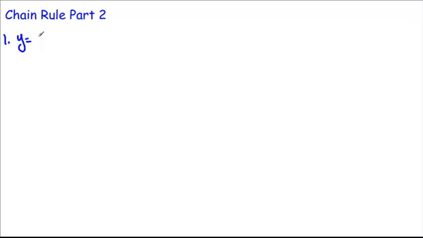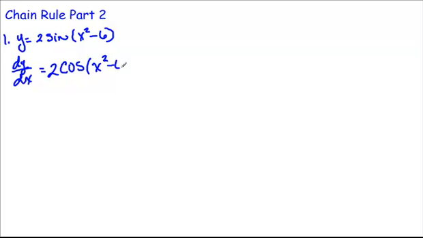Let's just do 2 sine x squared minus 6. Okay, well, if we're going to find the derivative, remember the 2 stays where it is. This becomes cosine. This stays the same. And then you multiply it times the inside. Remember, it's outside, then inside. So the inside derivative would be 2x. And that's all you have to do.